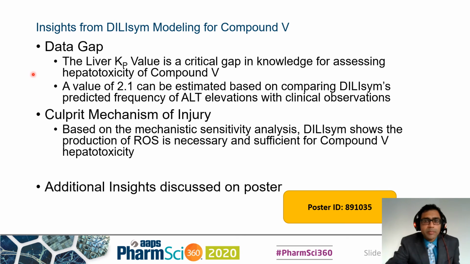The other thing we discussed a few slides ago was that DILIsym was able to identify this very critical gap in knowledge: that the liver KP value is very important in predicting whether this compound is causing hepatotoxicity or not. In the absence of doing those preclinical species studies, we can estimate at this stage, based on DILIsym, that liver KP might be around 2.1. That's based on the table shown a few slides ago, where using that liver KP value, DILIsym predicted an ALT elevation frequency that was in line with the clinical observations.